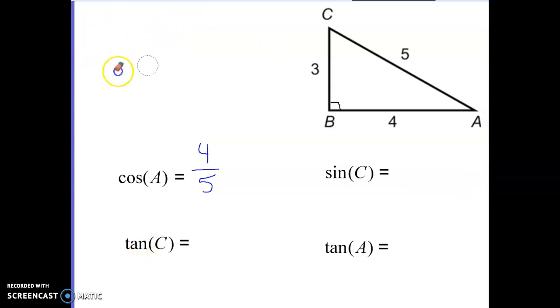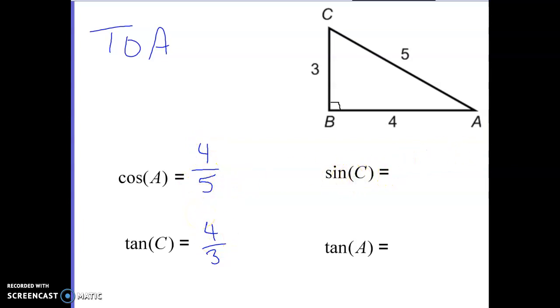Okay, so think about your little phrase, TOA, tangent, TOA. Opposite over adjacent. So let's look at angle C. Opposite angle C, the one across from angle C, is 4. All right, so that's the O for opposite. And now A for adjacent. Adjacent next to but not the hypotenuse, that's this one. So the adjacent there is going to be 3. So the tangent of angle C is 4 over 3. And again, if the directions say to find a ratio, that's the kind of answer that it's looking for.